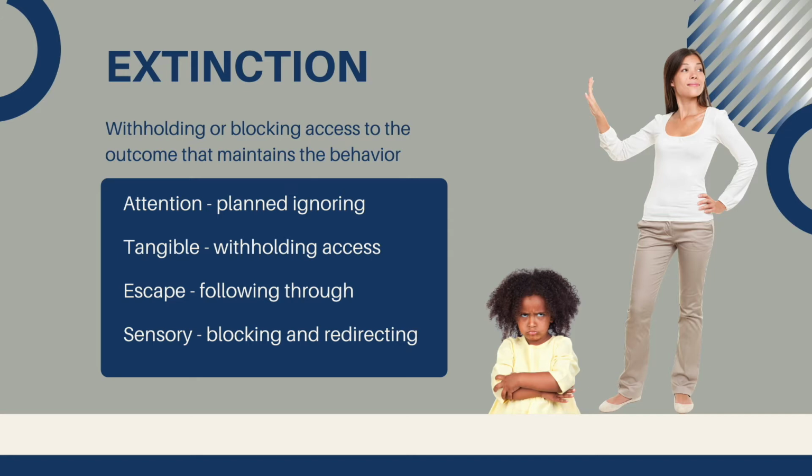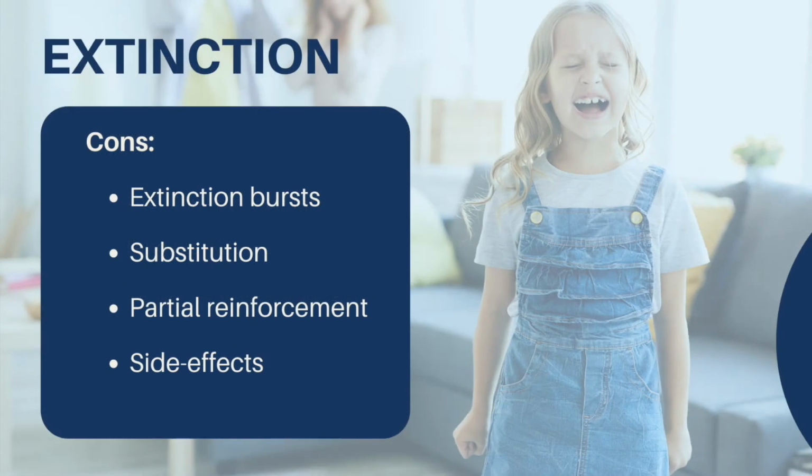Sensory consequences are the most difficult to extinguish. Usually, we look to see if we can prevent the sensory sensation from occurring or redirect the behavior before it produces whatever sensation normally occurs. There are some important limitations to the use of extinction to eliminate behavior problems.